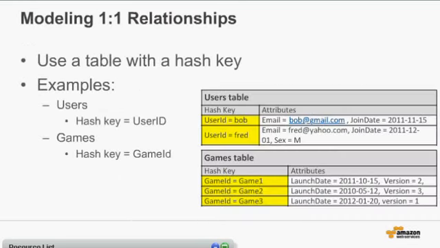Using this very flexible schemaless key value approach, you can do things that you're probably used to doing with a relational database system, such as modeling one-to-one relationships. A good example of this might be using a table with just a simple hash key. In this example, a users table and a games table where you want to model a one-to-one relationship between the user and the games that user has played.